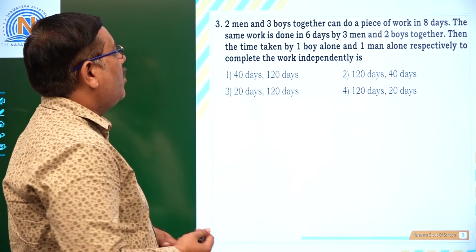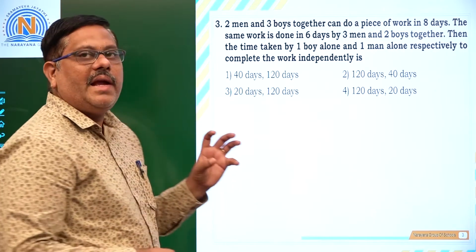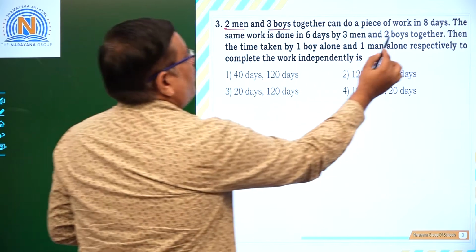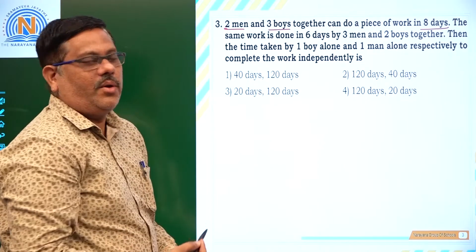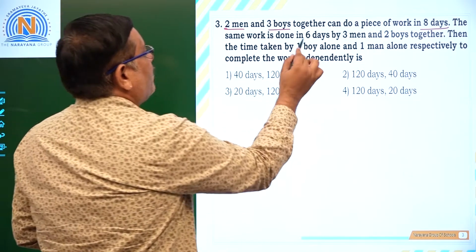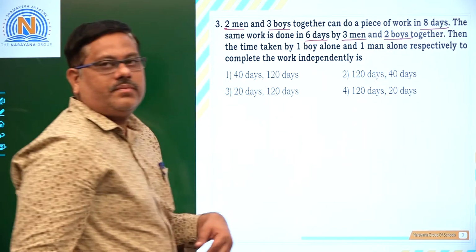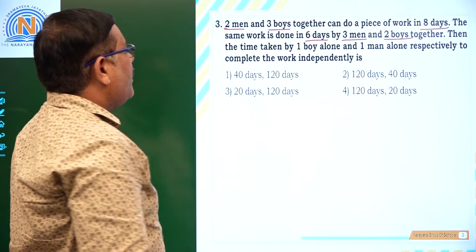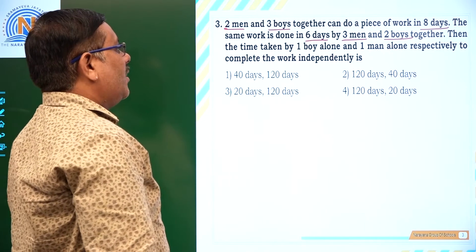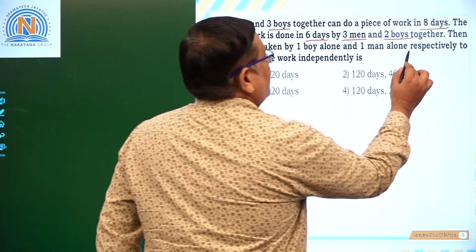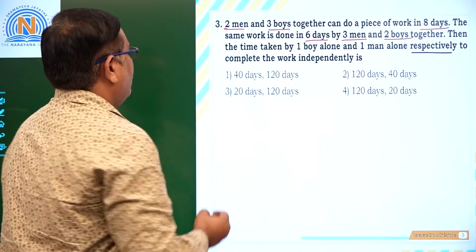2 men and 3 boys together can do a piece of work in 8 days. Okay? 2 men, 3 boys. How many days can they do it? 8 days they can do it. Similarly, the same work is done in 6 days by 3 men and 2 boys together. Then the time taken by 1 boy alone and 1 man alone respectively to complete the work independently, he is asking. Okay? Now, how to solve this?